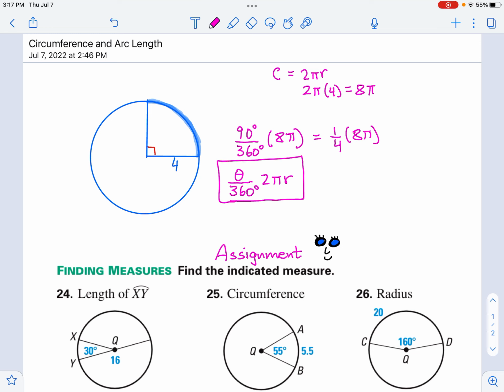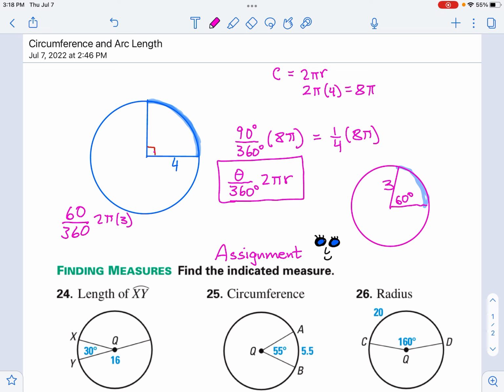So let's suppose that this is not 90 degrees. Let's suppose that we've got a circle, and let's suppose we have, let's say, 60 degrees. Okay, so here's 60 degrees. And we want to know this length right here. Okay, well, we get our fraction, 60 over 360. That's the fraction. And we need one more thing. We need the radius. Let's suppose the radius is 3.